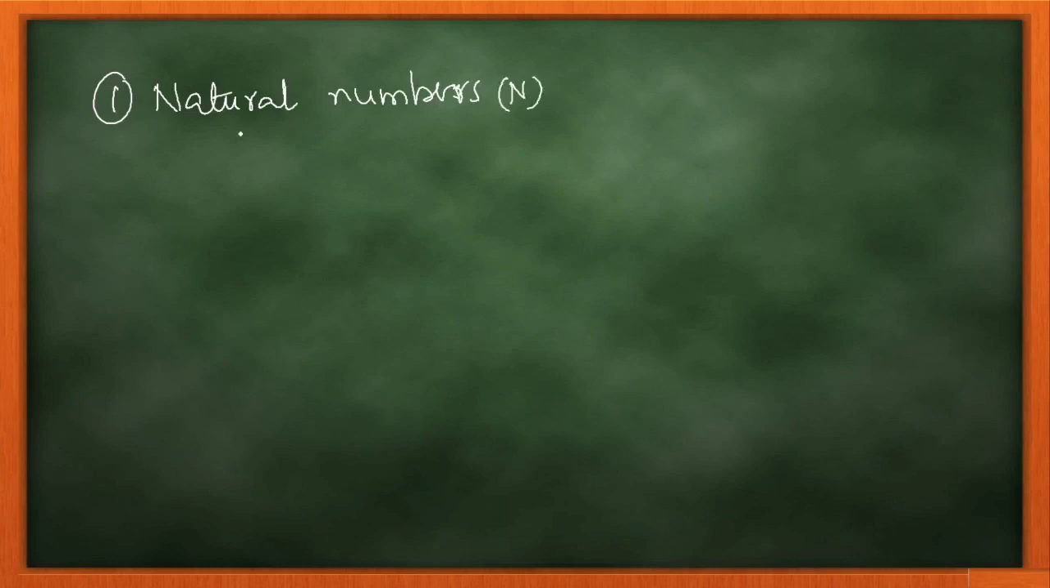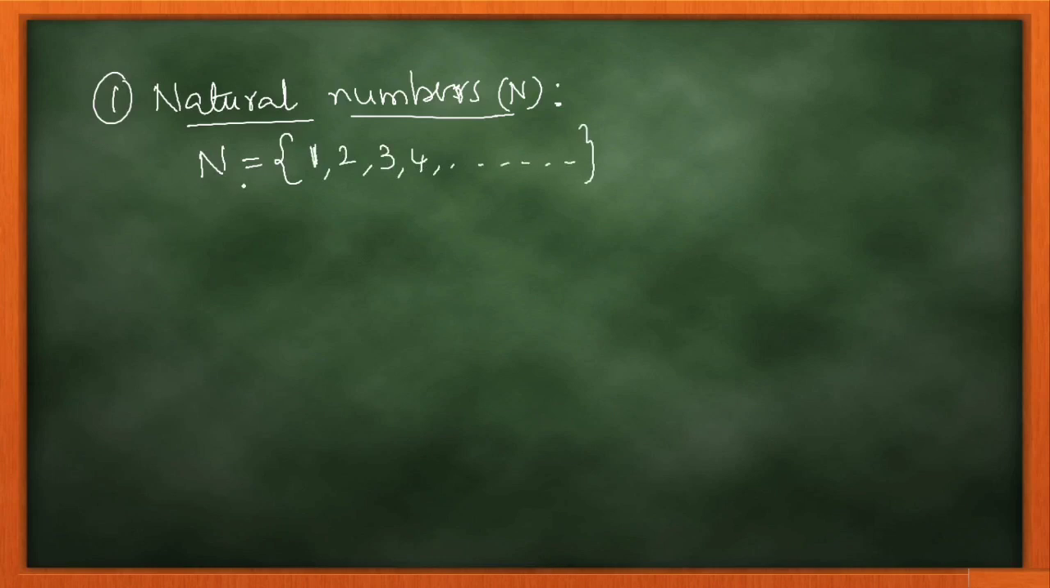So what are these numbers? We will see one by one. The first one is natural numbers. Natural numbers are denoted by the letter N. Natural numbers means counting numbers. Where do you start counting? We start counting from 1. So it starts with 1 and it has no end at all. These are called natural numbers.